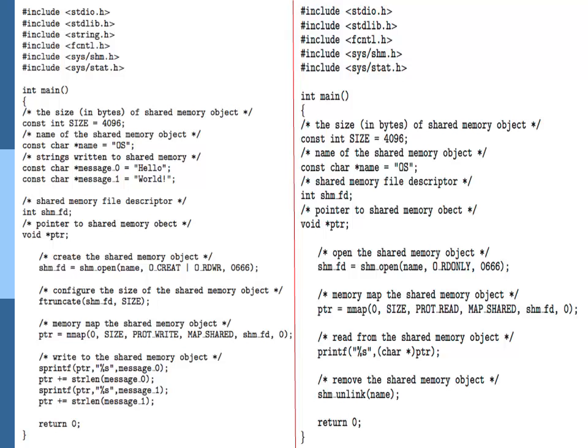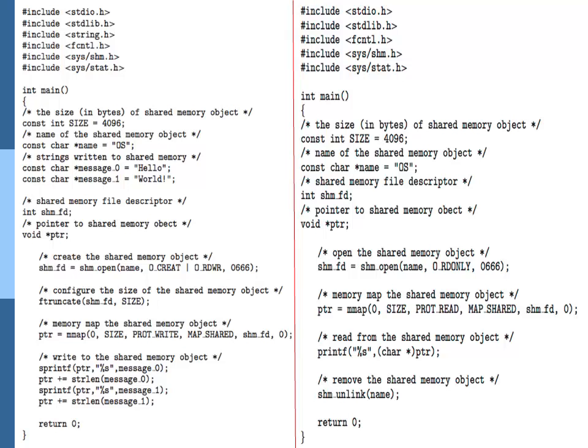Then we call the sprintf function to write the formatted string to the pointer ptr. So in sprintf, there's a %s, that means the format is a string. We're going to write a string to ptr. After we write message_0, which is hello, that's 5 characters, right? We need to update the ptr.